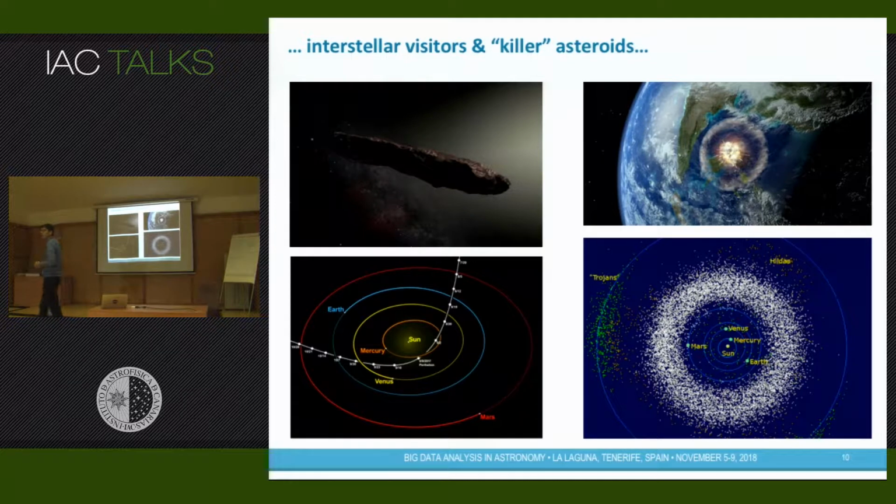And closer to home, you find things like this. You find everything from interstellar visitors. We just had the first identified interstellar object passing through the solar system, Oumuamua. If you believe Avi from Harvard, it might be a solar sail from a distant, extraterrestrial civilization. I'm not sure I buy that.